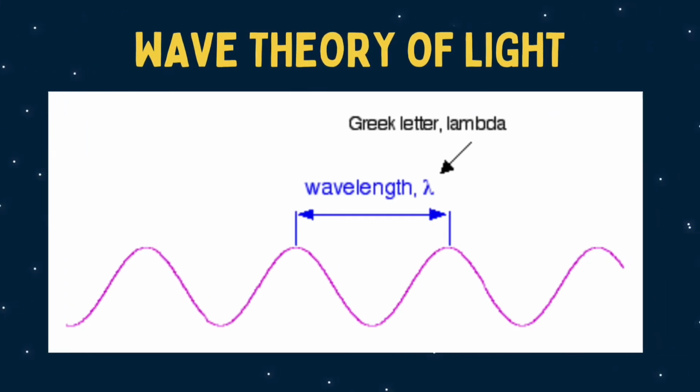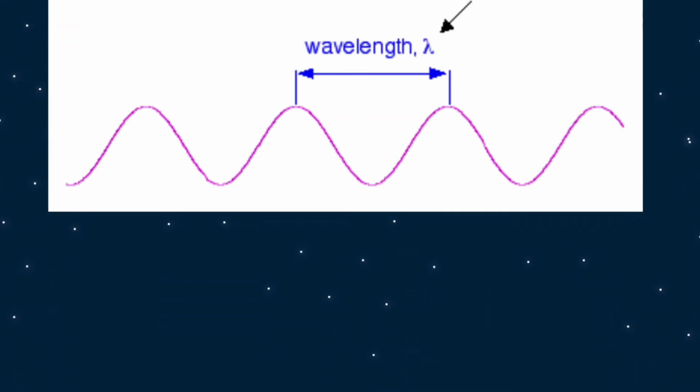Wavelength, the distance between any two consecutive crests or troughs, is known as the wavelength of the wave. It is represented by the Greek letter lambda. Here is a short video that may help us to further understand Huygens' wave theory of light. Huygens' wave theory.